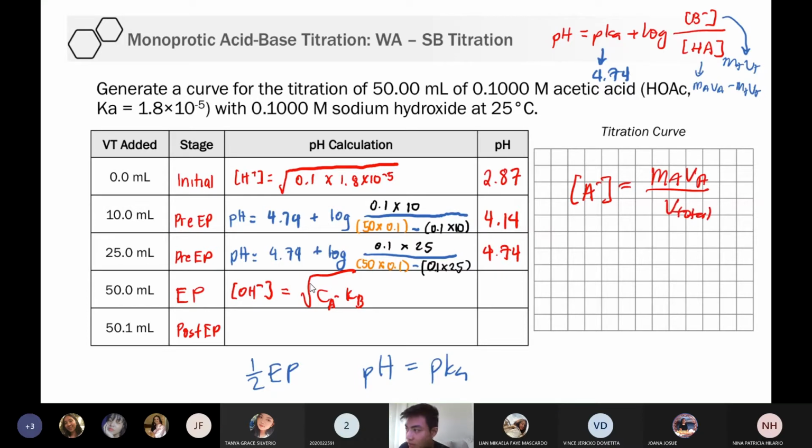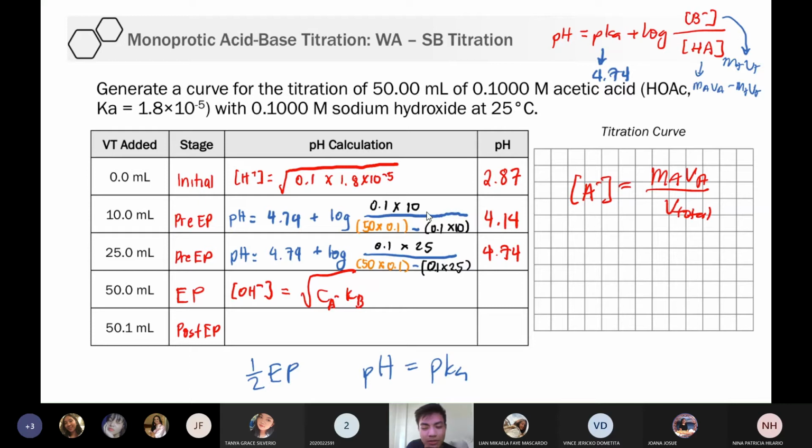Okay? So, iba yon dito sa Henderson-Hasselbalch, no? Ibang equation kasi ito eh. So, ibang case tayo sa Henderson-Hasselbalch pag equivalence point na. At equivalence point, we assume that all analytes are converted to titrant na. Kasi tapos na yung reaction. So, we can use the stoich na, no? Kaya MAVA over V total ang equation natin. Lahat ng analyte naging conjugate base na. Ayun.